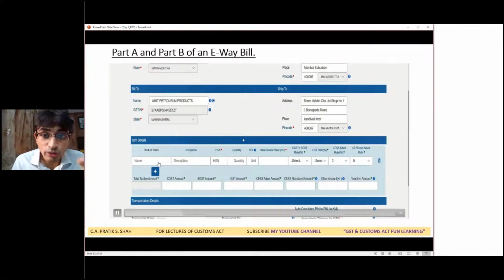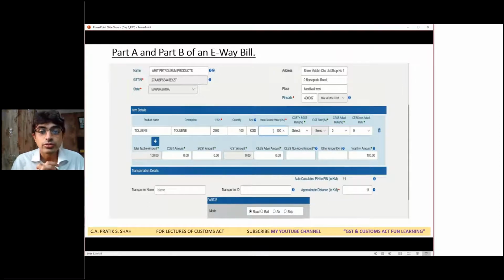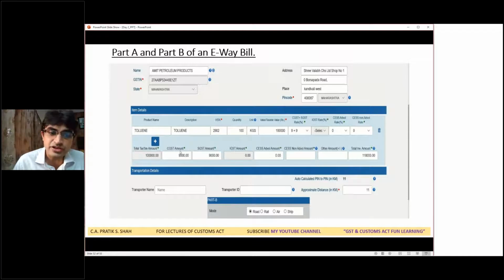Clear? Now you give details of goods. Now you give details which goods are being transported. Suppose I am transferring some chemical product, this one. HSN code you need to give. Quantity, say 100 kgs are going. Taxable value, 1 lakh rupees. Then whatever rates, 9%, 18%, whatever is applicable, you have to write. It is within the state, hence CGST and SGST. If it is outside the state, then IGST. Clear? This is your part A.